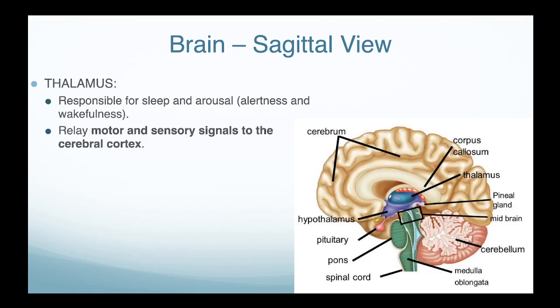And the thalamus is going to be the region directly below the corpus callosum. That's going to be involved in sleep and arousal. It also relays motor and sensory signals to the cerebral cortex.